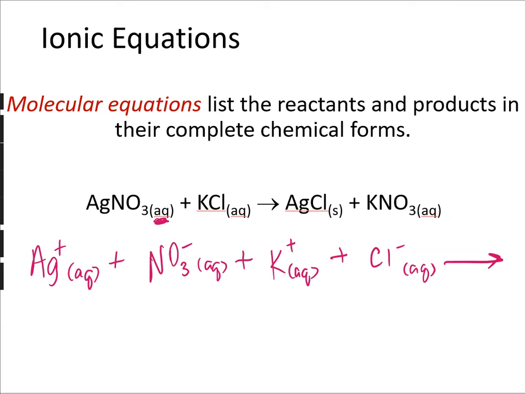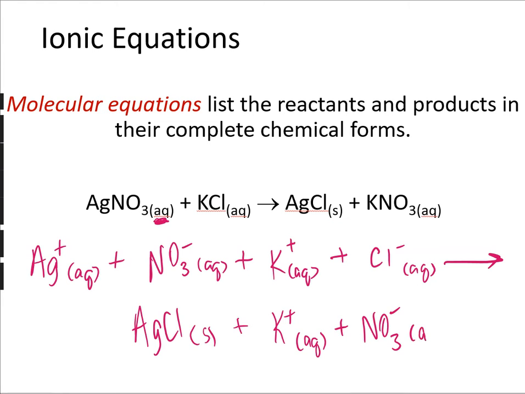And then for the product side, we had AgCl. It was a solid, meaning that it does not break apart. It is still a solid, so we would not show that as an ion. But then we have the potassium nitrate that was aqueous, so it would also be shown as an ion. So again, whenever you have ionic compounds that are soluble, in other words, they're in aqueous form, they're going to actually exist as the cation and anions that make up that compound.